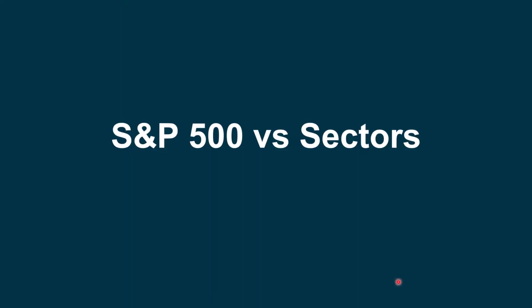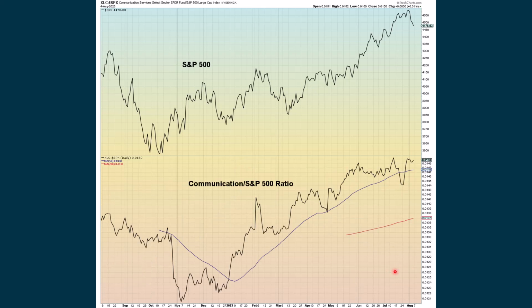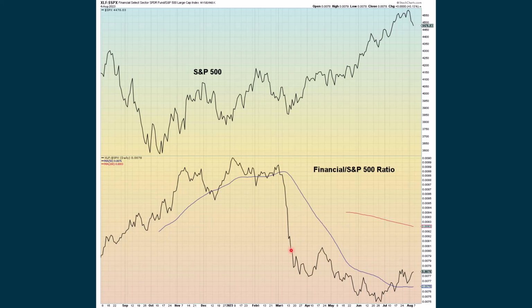Keeping an eye on the S&P 500 in different sectors. The materials sector has been chopping sideways. It's been improving a little bit, but it's still in a downtrend. Communication, one of the real strengths in 2023, continues to be in an uptrend. Energy, which was really strong in 2022, is now in a downtrend in 2023, even though we've seen a recent improvement with this ratio. The financials, which really got hit hard, showing some improvement there.